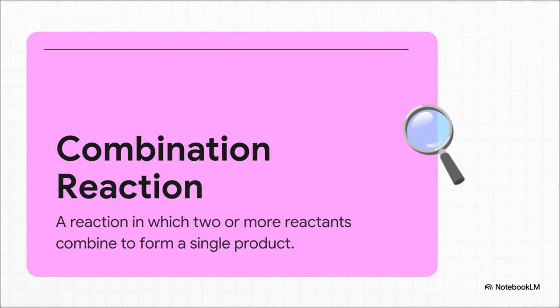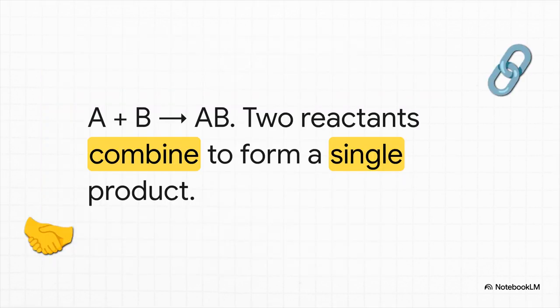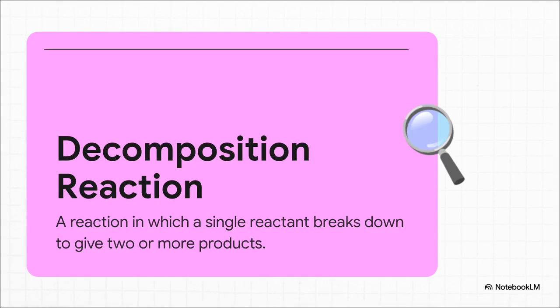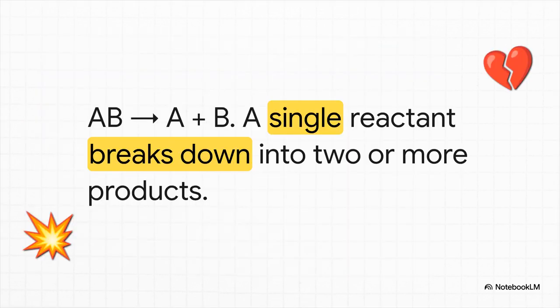Two or more things just combine to form one single, more complex thing. A plus B comes together to make AB. Simple as that. Next is the total opposite, a decomposition reaction. This is where one big complex thing breaks down into simpler little pieces. So AB breaks apart into A and B.